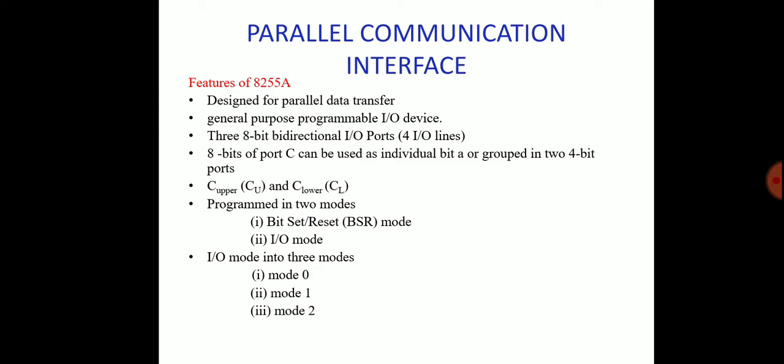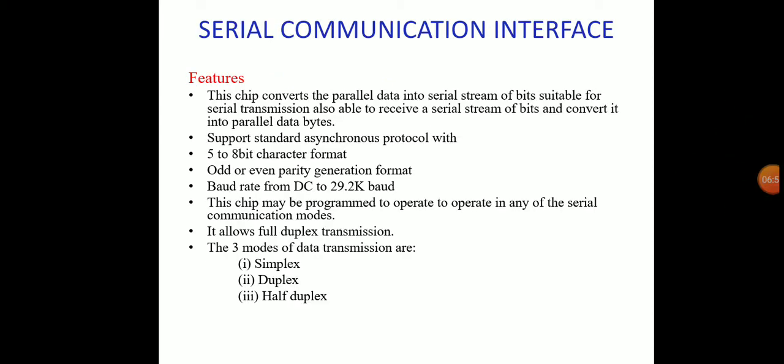Now see the serial communication interfacing. The 8251A is a universal synchronous asynchronous receiver and transmitter. So the features of 8251A: this chip converts the parallel data into a serial stream of bits suitable for serial transmission, and is also able to receive a serial stream of bits and convert it into parallel data bytes.